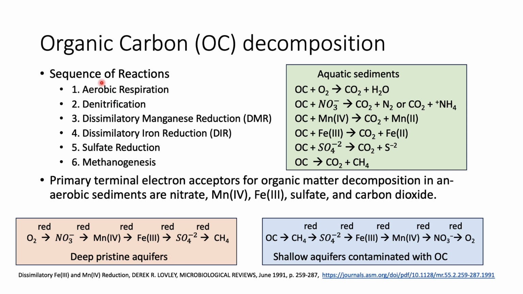So the basic sequence of reactions is the same as what we have mentioned. In shallow aquifers contaminated with organic carbon, the organic carbon is the starting point, and what we are seeing is exactly the opposite set of reactions to what we have seen here. The organic carbon is now getting converted to methane, then sulfate reduction takes place, and iron and manganese dissimilatory reactions, then nitrate and oxygen reduction. So this is the overall process that is happening.